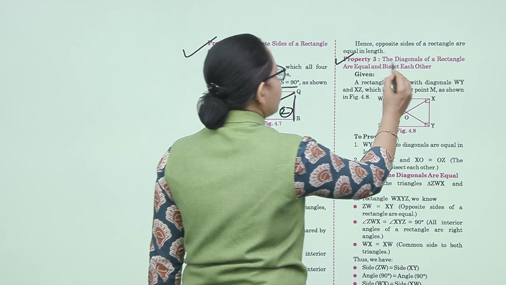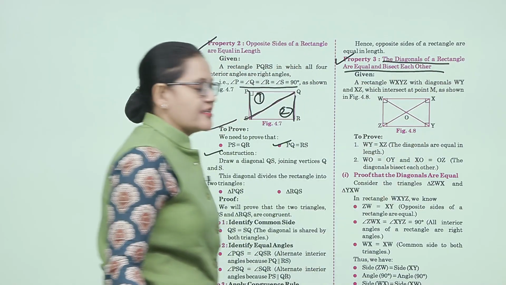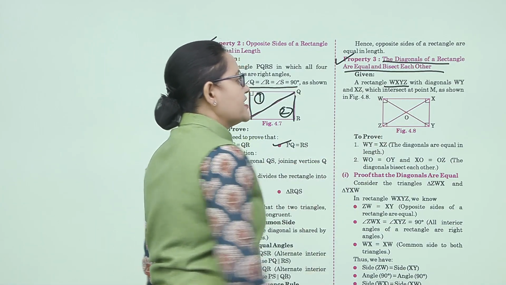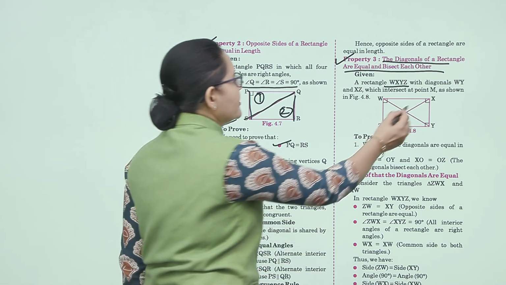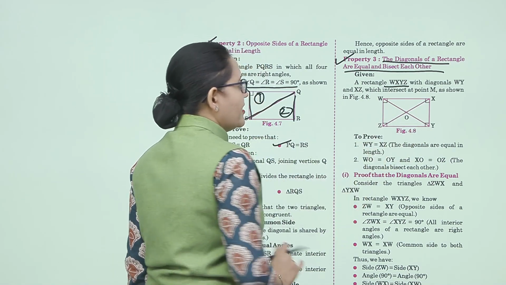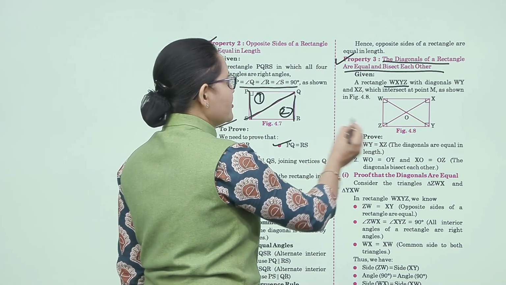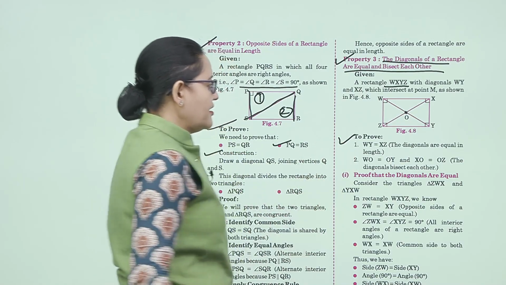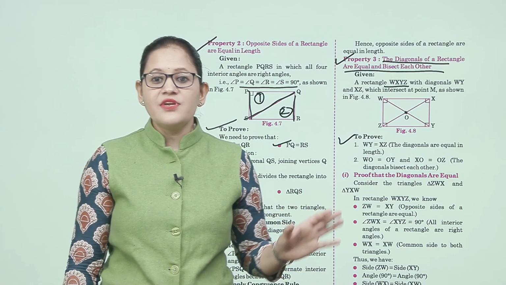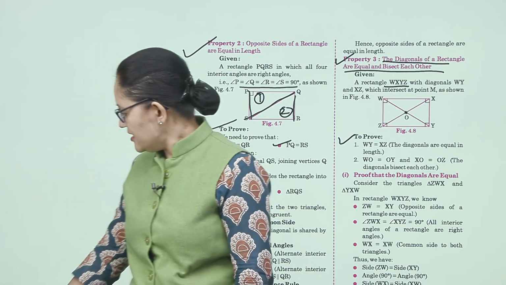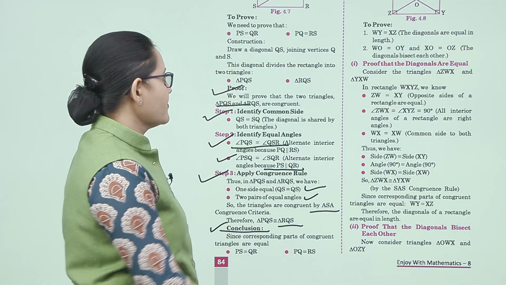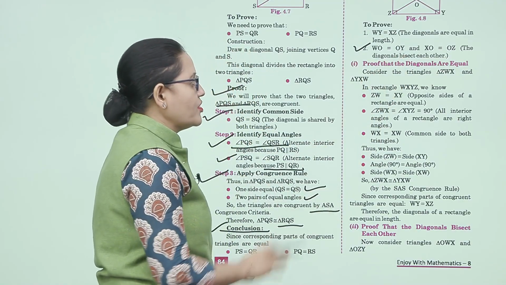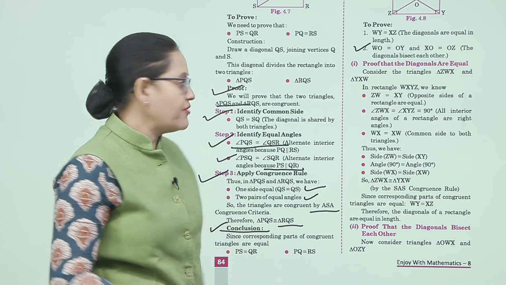Now, property 3. The diagonals of a rectangle are equal and bisect each other, that we have to prove. What is given here? A rectangle WXYZ with two diagonals WY and XZ, which intersect at the point O as shown in the figure. We have to prove that WY equals XZ, which means the diagonals are equal in length, and WO equals OY, XO equals OZ, that is, the diagonals bisect each other.